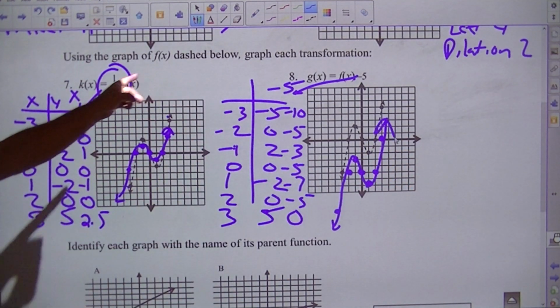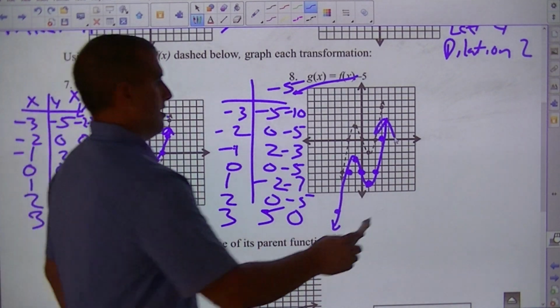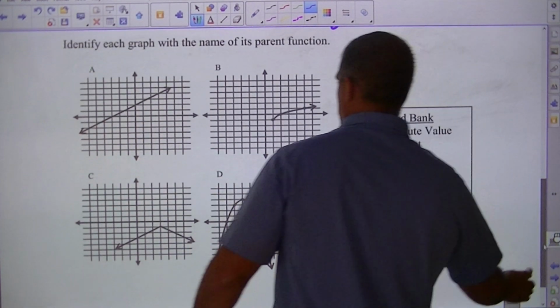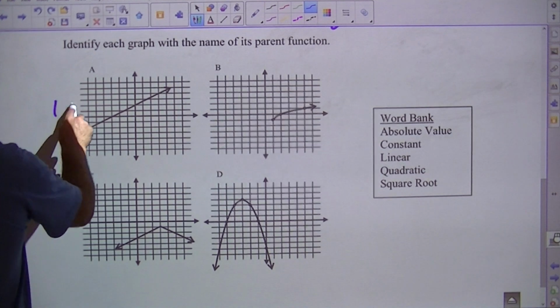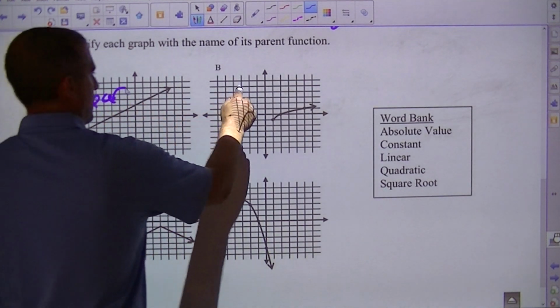Shape stays the same. So that subtracted, that multiplied. Okay? This is pretty simple. This is a line. This is linear. This is square root.